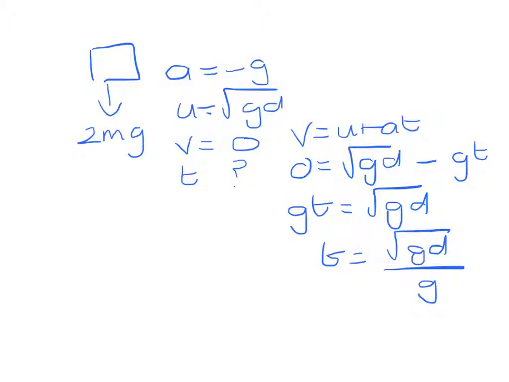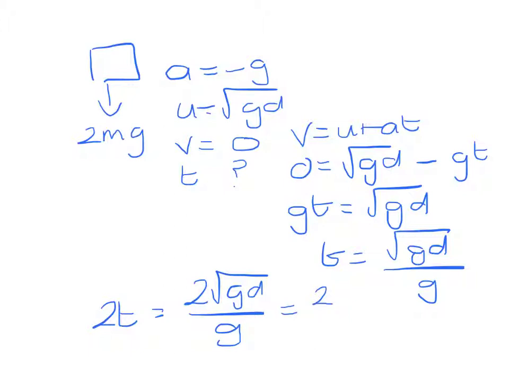We're asked for the time for which the string becomes taut again, so that time will be 2t, the time to rise to the top and fall again. So that's 2 root gd all over g. And that simplifies to 2 square root of d over g.